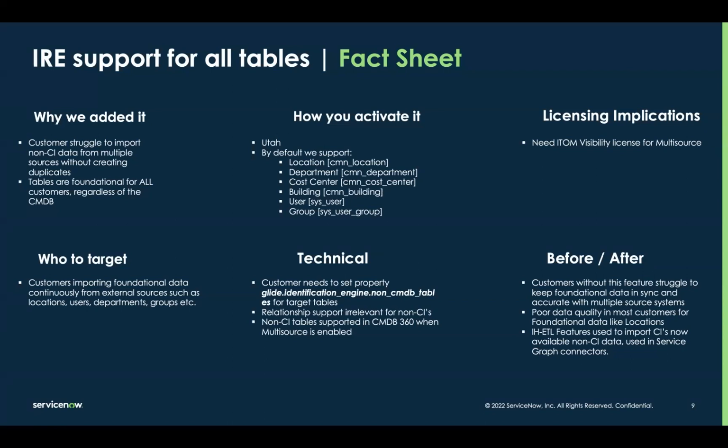Now, the before picture here is customers without this feature really struggle to keep that foundational data accurate and make sure that there's no duplicate information created inadvertently. Poor data quality, of course, here in users or common tables like locations could cause issues with other products even outside the CMDB. So this is a more powerful thing with IH-ETL features being used to deduplicate and make sure that information coming in from multiple sources is properly merged into these common tables.